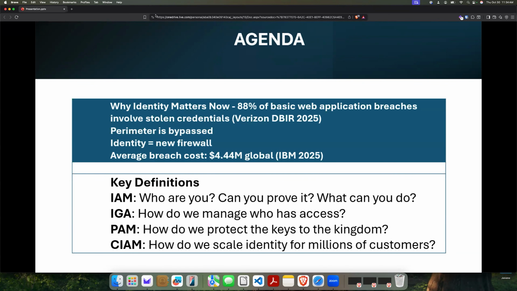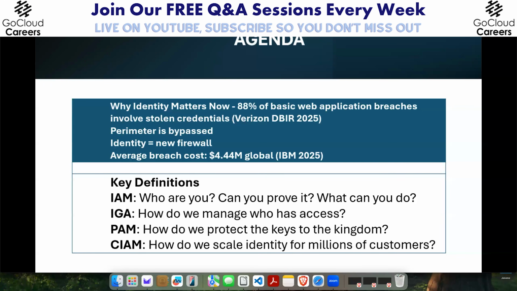The next one is called Privileged Access Management, or PAM. I think this is very important because it deals with the keys of the kingdom. How do we protect the keys of the kingdom? Those are the kinds of questions. When you see these components, these are the types of questions you need to think of. And the final one, which is getting a lot of steam, is CIAM, which is Consumer Identity and Access Management, or you can call it Customer Identity and Access Management.